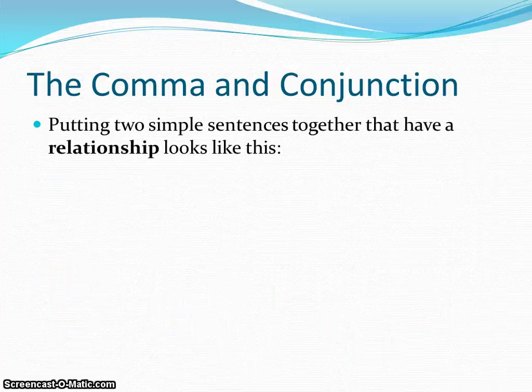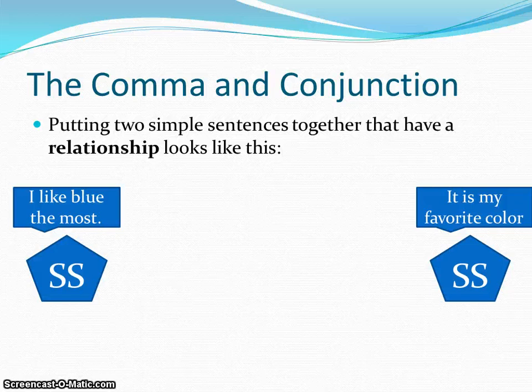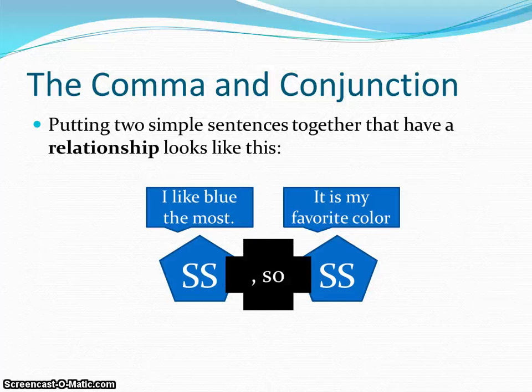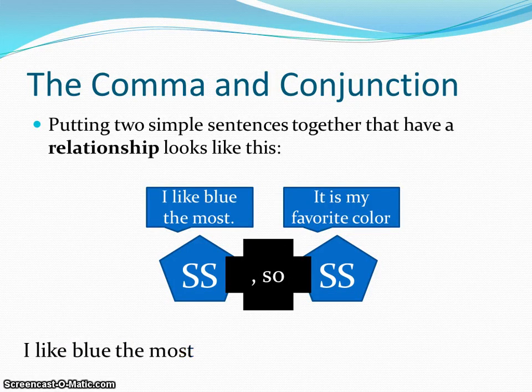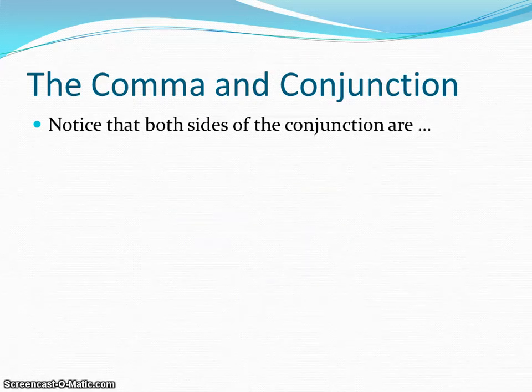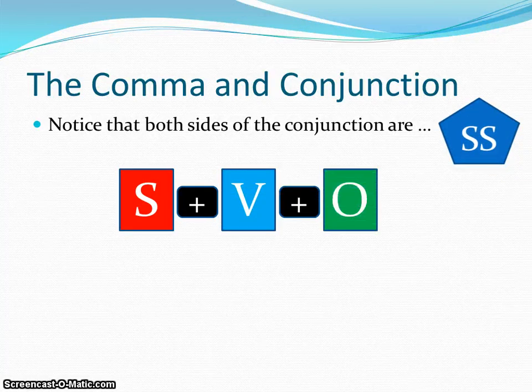So putting two simple sentences together that have a relationship looks a lot like this. You have your two simple sentences. "I like blue the most. It is my favorite color." You bring them together, and you slap a comma and conjunction right in the middle. "I like blue the most," comma conjunction, "so it is my favorite color." And these two simple sentences will live together forever in happiness. Notice, both sides of the conjunction are what? Simple sentences.